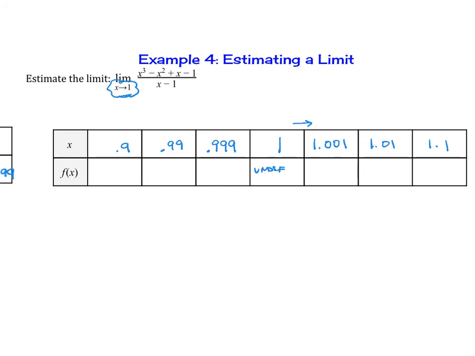If you plug in 0.9 into your calculator, you get 1.81. For 0.99, you get 1.9801. For 0.999, you get 1.9980. Then you plug in 1.001, you'd get 2.0020. If you plug in 1.01, that's 2.0201. Plug in 1.1, that's 2.21. Looking at this, we have 1.9980 to the left of 1 and 2.0020 to the right of 1, so we are approaching 2.